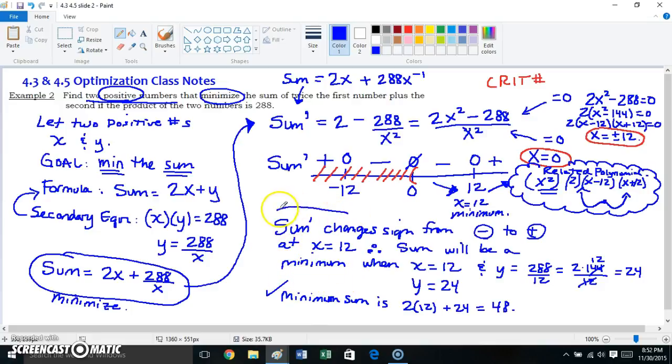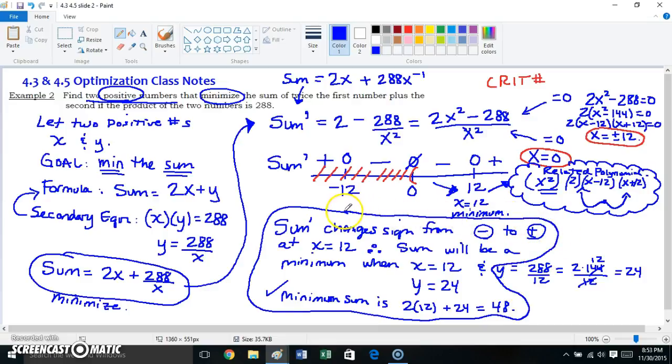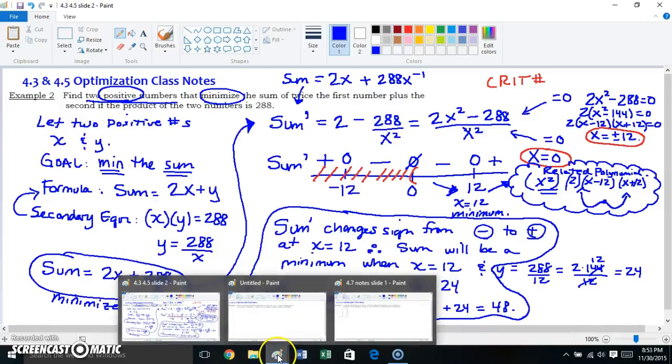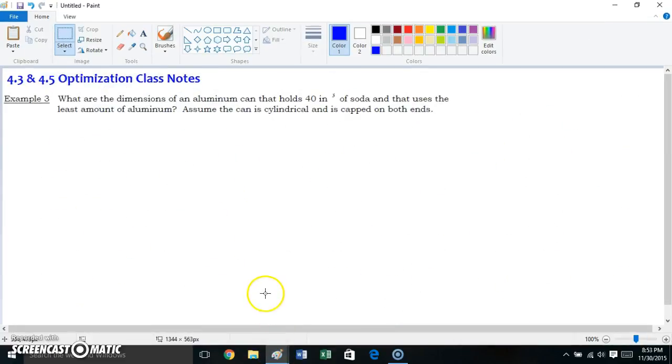Okay, so putting your answer into words means stating all of this: that your derivative changes sign from negative to positive. Therefore, at x equals 12, the sum will be a minimum. Let's see if we can get one more example in this video.